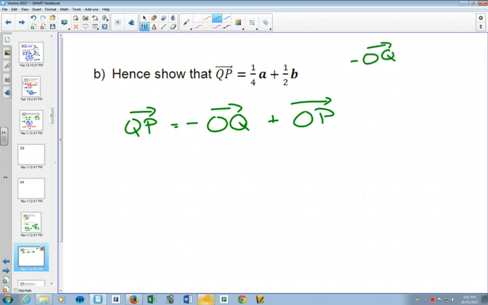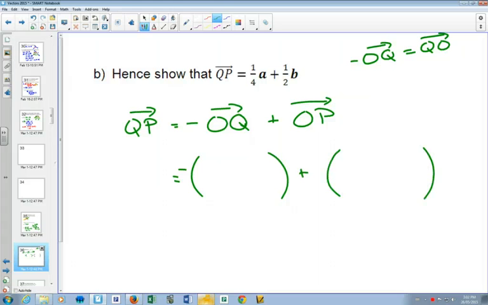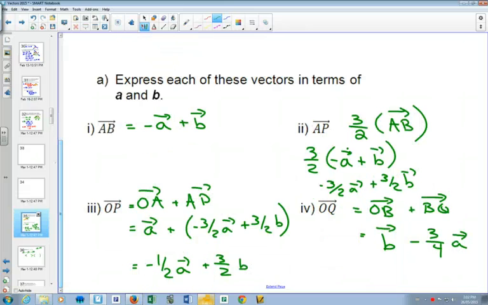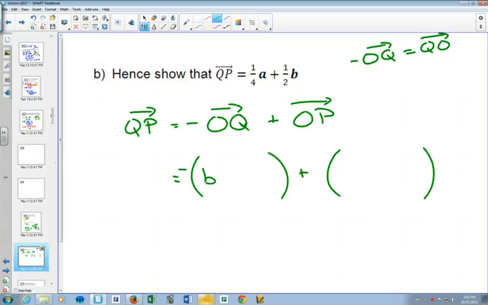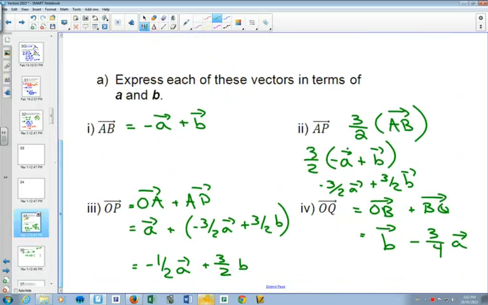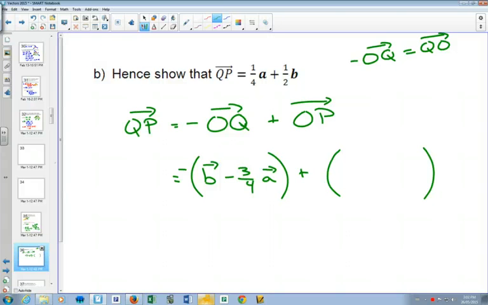So one thing that can help us figure things out, you can think of -OQ is the same as going from Q to O. So we go from Q back to O, and then from O to P. And since we figured out all of these already in the previous part, just see what they are again. B minus 3/4 A. And O to P was -1/2 A plus 3/2 B.